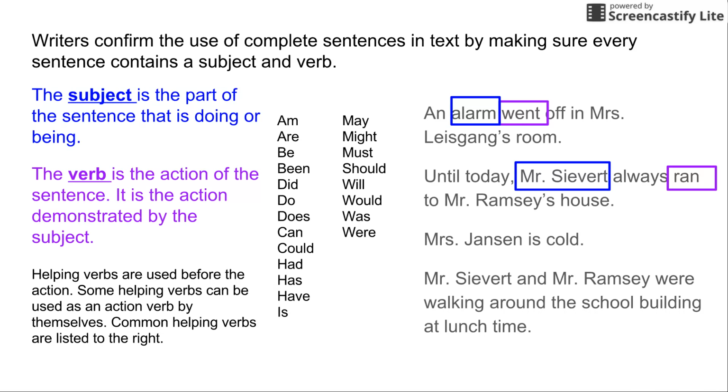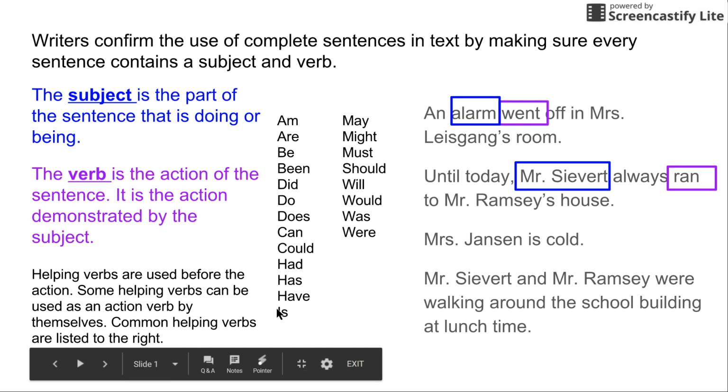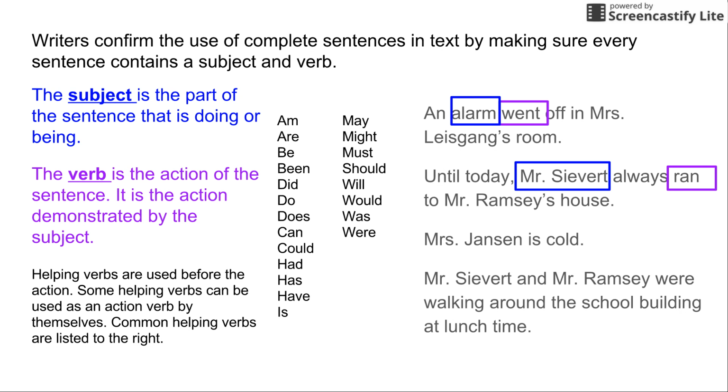The next sentence, Mrs. Jansen is cold. This one's tricky because I don't necessarily see a verb that stands out, but I do see the word is, a helping verb, and the word is happens to be used in this sentence. So is my verb, and Mrs. Jansen is my subject.